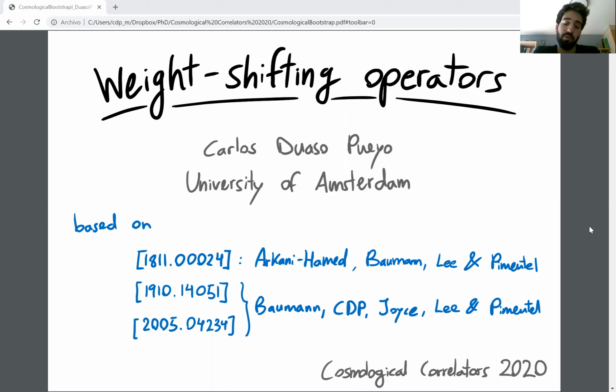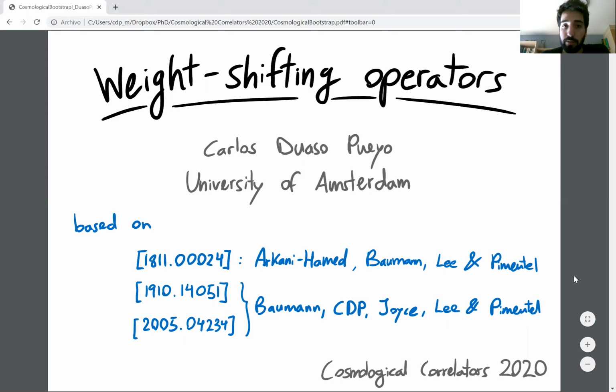So in this talk, I'm going to tell you about weight shifting operators in the context of the cosmological bootstrap. This cosmological bootstrap is a project that started roughly 2 years ago with this paper by Nima Arkani-Hamed, Daniel Baumann, Hayden Lee, and Guilherme Pimentel. And then two more papers have followed in which Austin Joyce and myself joined the collaboration.